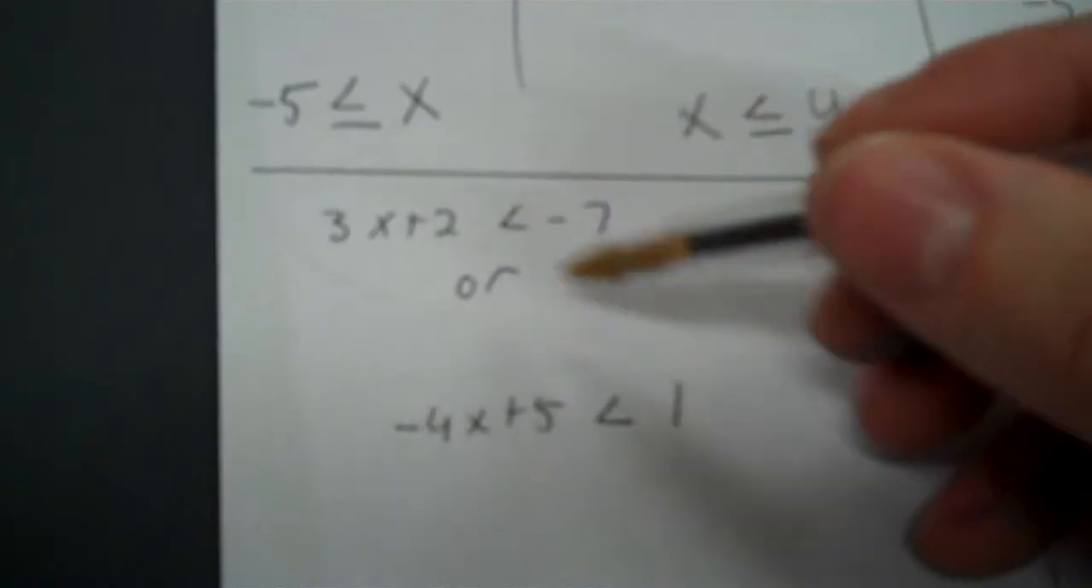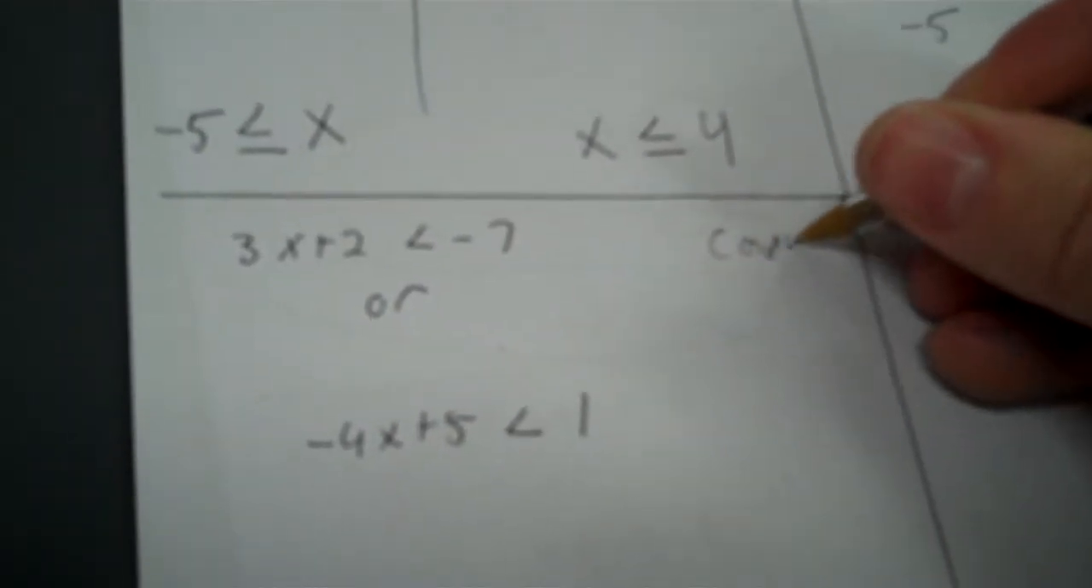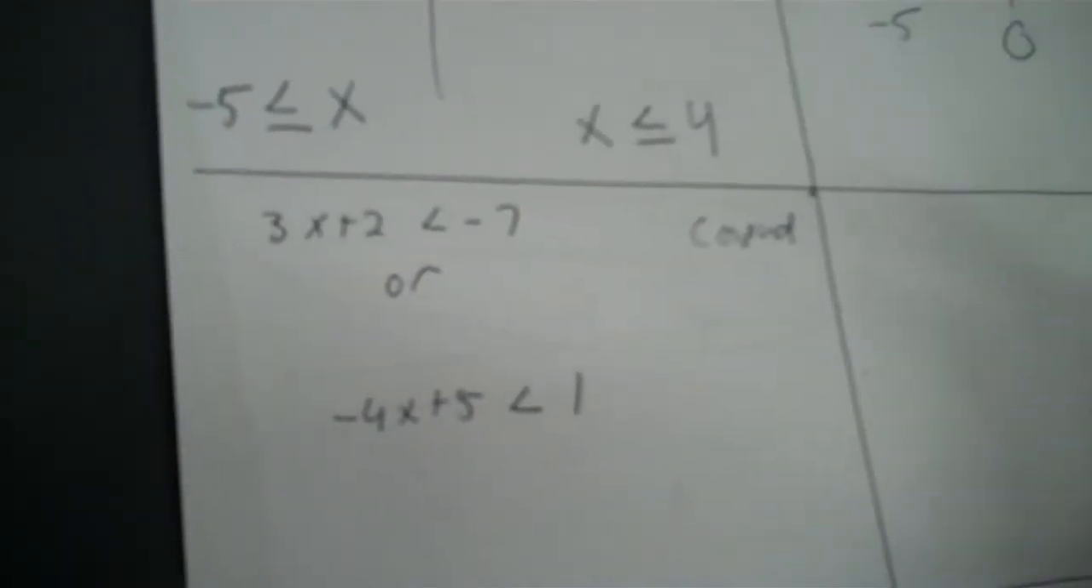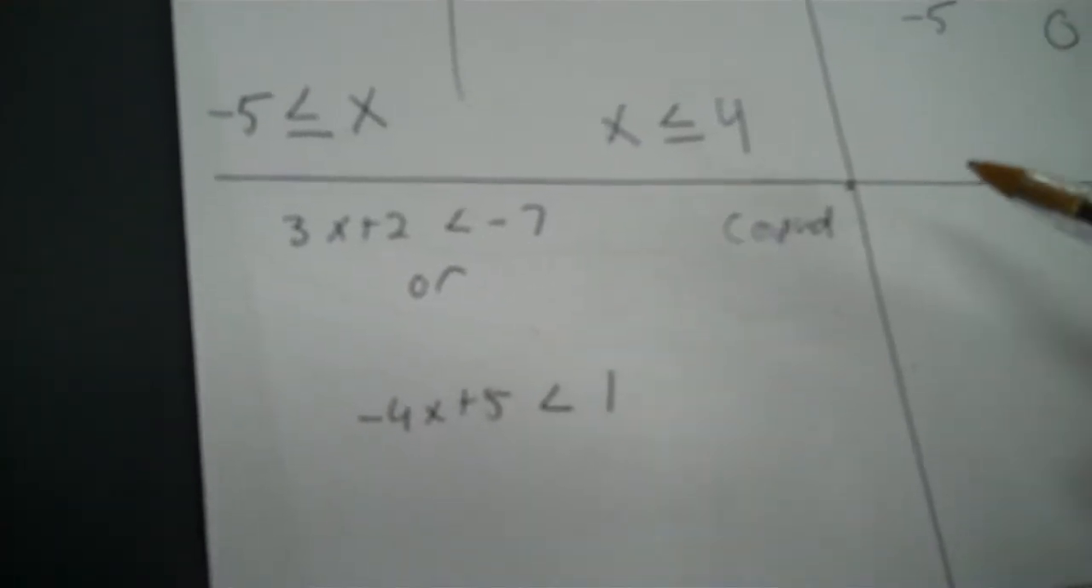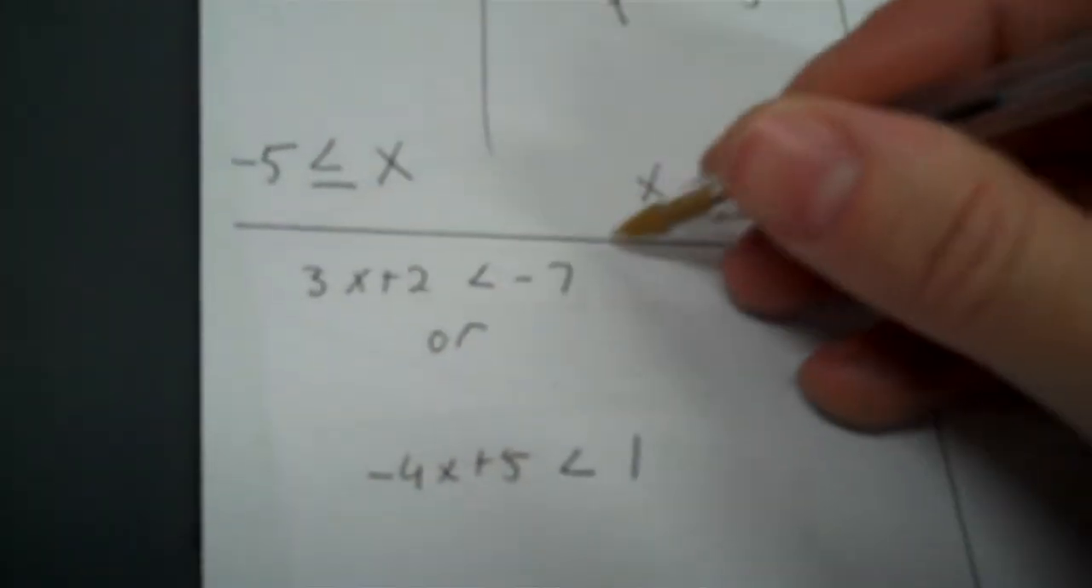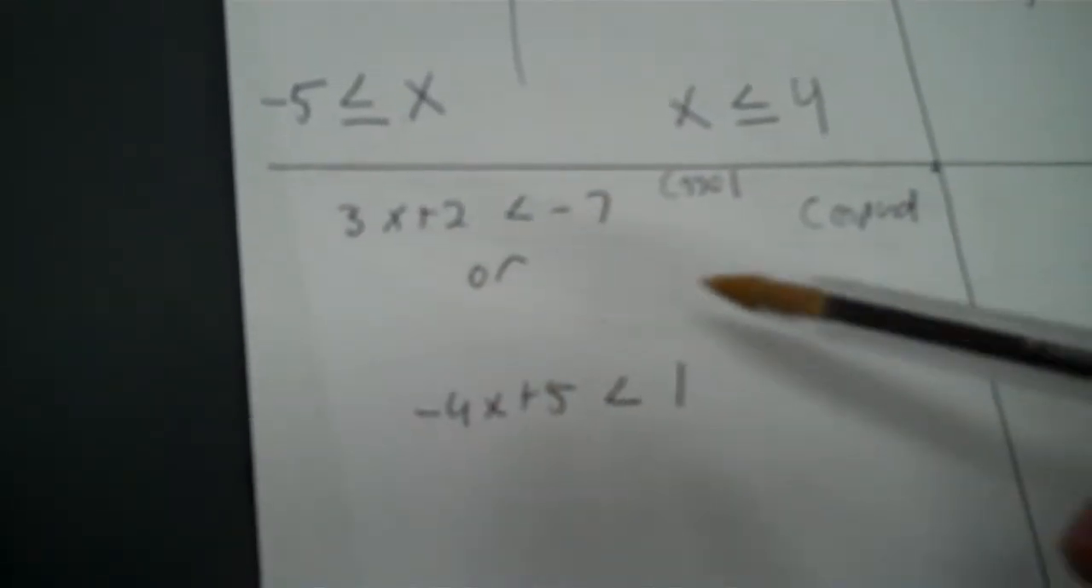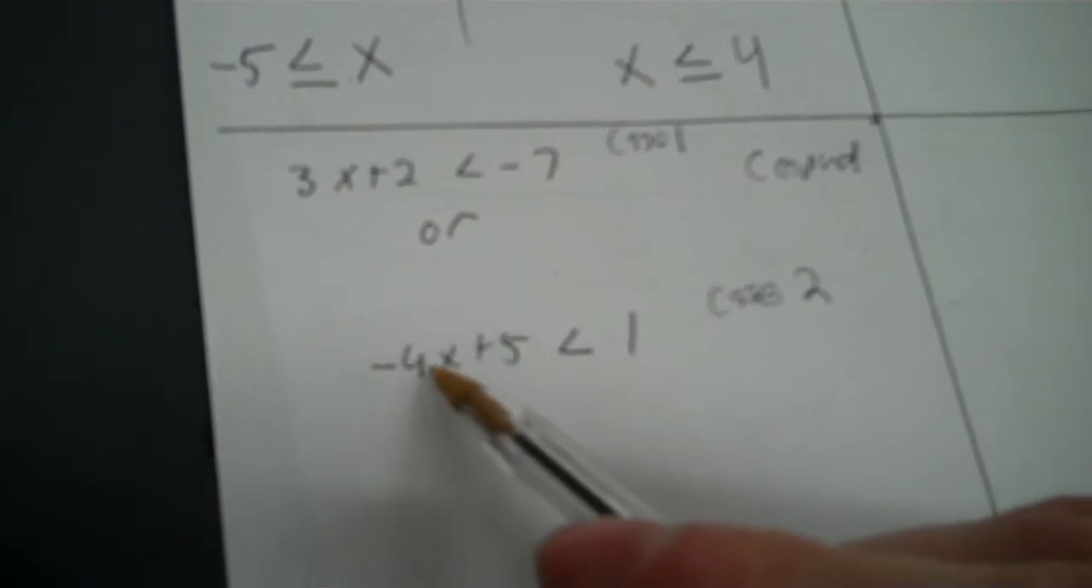Okay, now here's your new type of problem you're going to get. It's a compound because you see two symbols, but the graph's going to work out differently, okay? We have a case 1, case 2 when I see that or statement. Case number 1, 3 times x plus 2 has to be less than -7. Or you could have a second case 2 where -4x plus 5 is less than 1. Well, how do you graph this to find all your possible solutions?